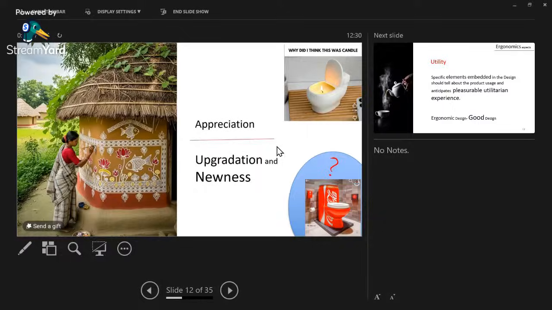Now see why I thought this was a candle, and here you can see the Coca-Cola symbol and how it is made. Can we say that this is also newness? Where we need to make that boundary, we need to consider this.